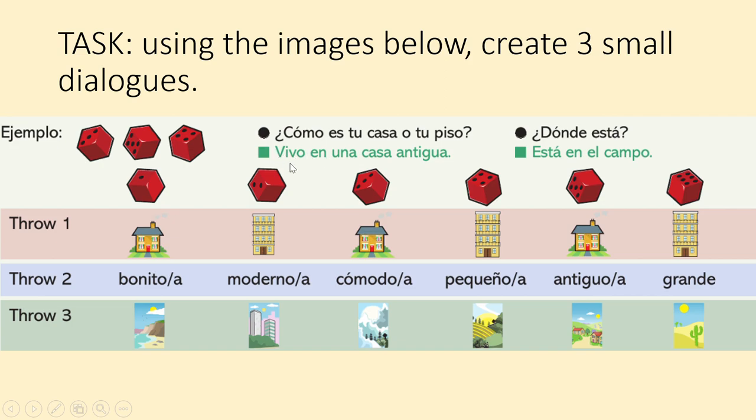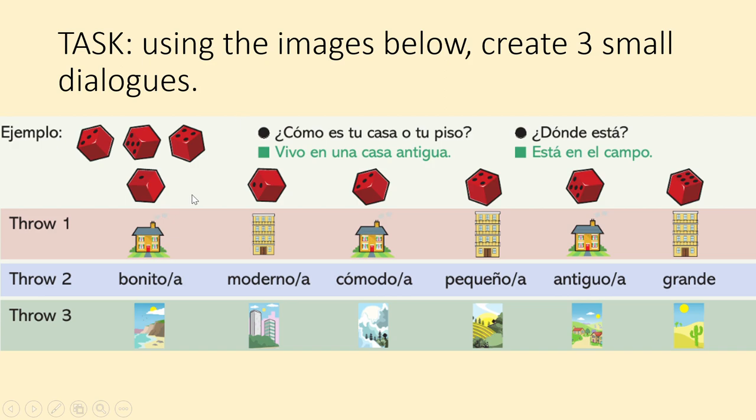So imagine these questions in black is person one and the answers in green are what you would respond. So we've got the question here, ¿cómo es tu casa o tu piso? What is your house or flat like? And we are responding with vivo en una casa antigua. So I live in a house old, or as we would say, I live in an old house. ¿Dónde está? We know that means where is it? And you've got to tell me where it is.